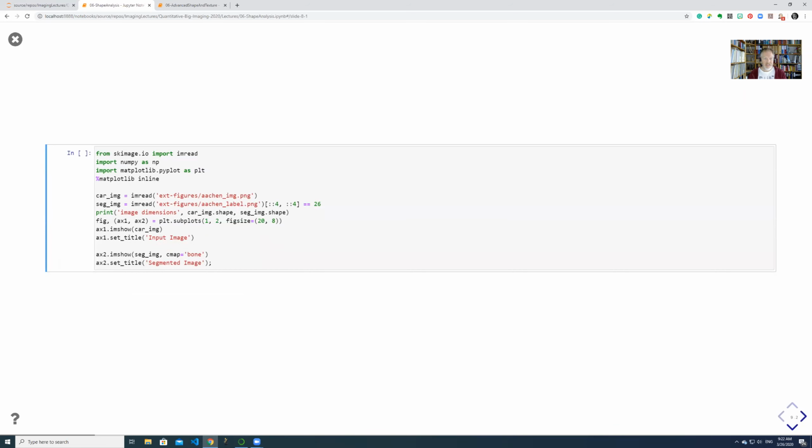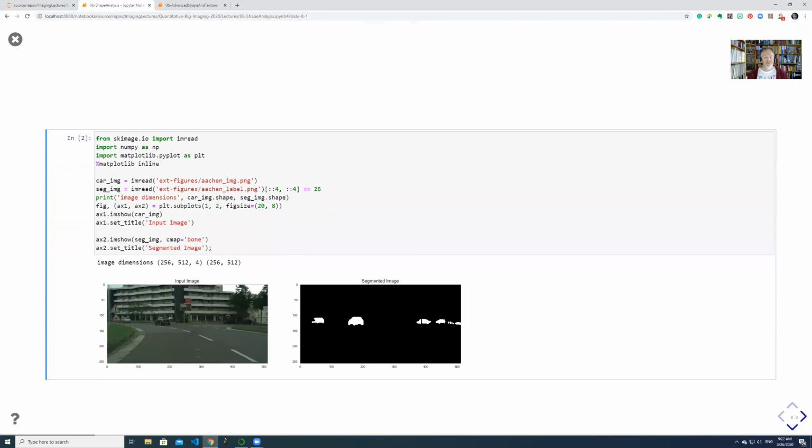So let's look at our tool for that. First of all, we need some images. We have this scene, I think it's from Aachen, a street, a building, and on the street you can see some cars. Well, you have 1, 2, 3, 4, 5, and possibly 6 back there.